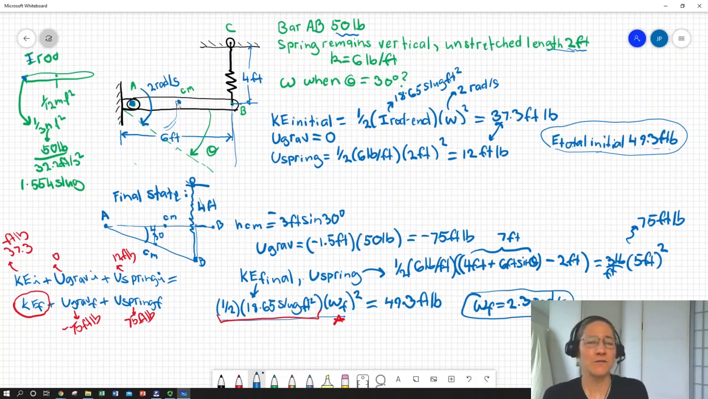We could have found a velocity for the center of mass using 3 feet and our 2 radians per second. But it was a lot easier to just have a single expression for rotational motion and use the kinetic energy from that. The rest is just simple right triangle geometry and remembering to account for the unstretched length of the spring and calculating our spring energy based on just the squared stretch and figuring out what that is for the final and end state.